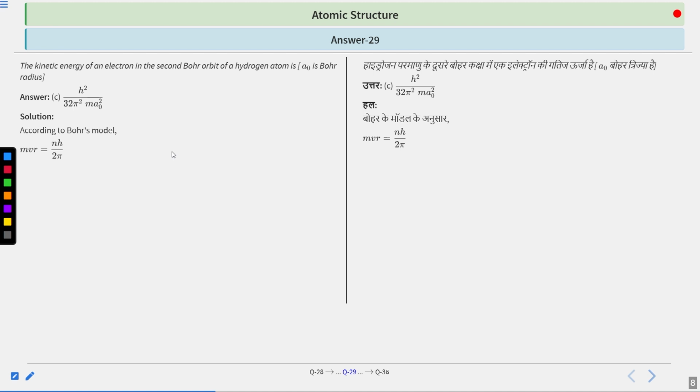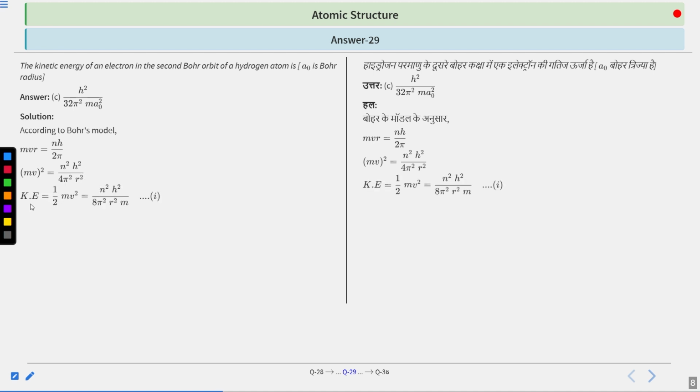According to Bohr's model, we know that mvr is equal to nh by 2 pi. It means your angular momentum is always an integral multiple of h by 2 pi, where n is an integer, right? Further, we take the square on both sides, and moving the r, that results in m square v square is equal to n square h square by 4 pi square r square.